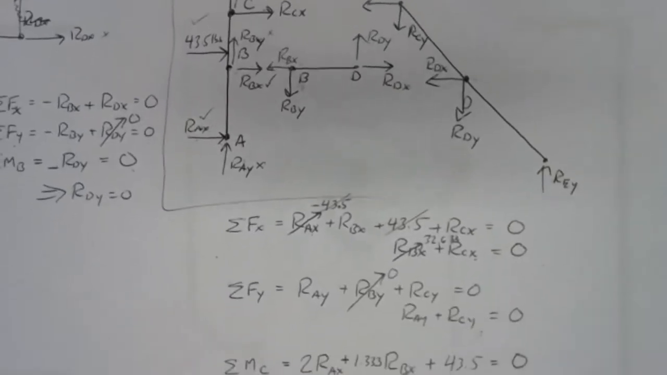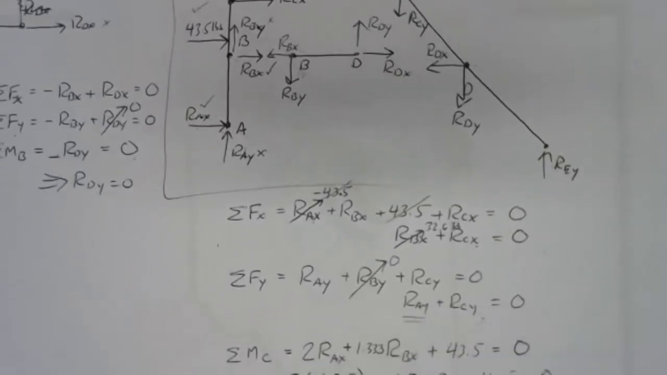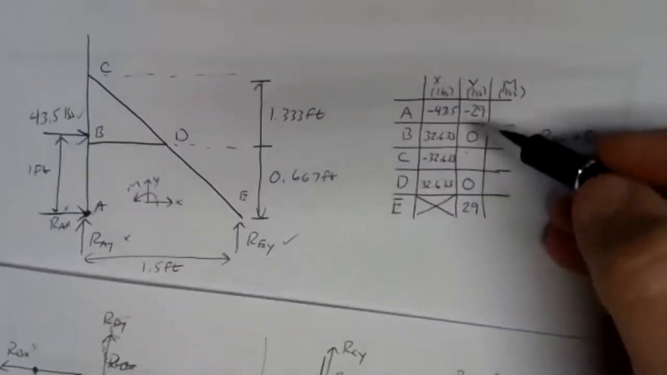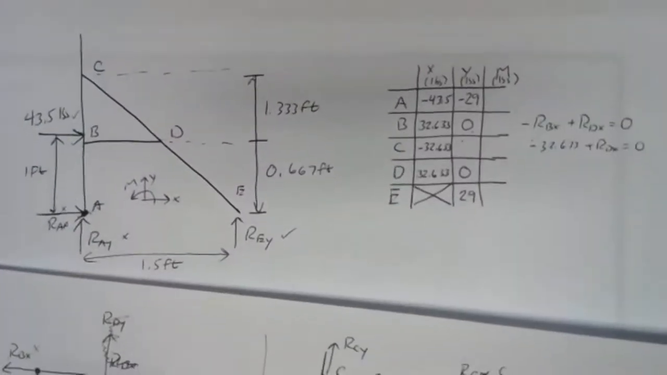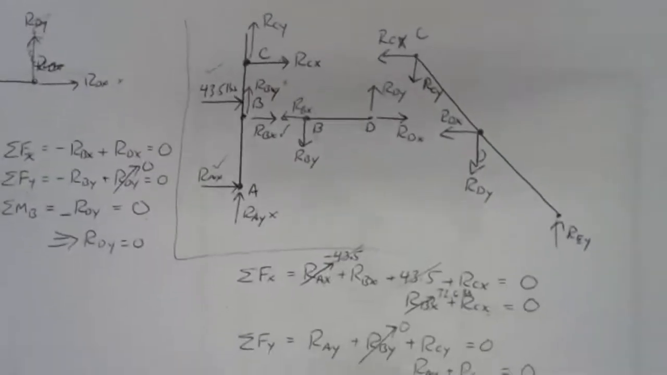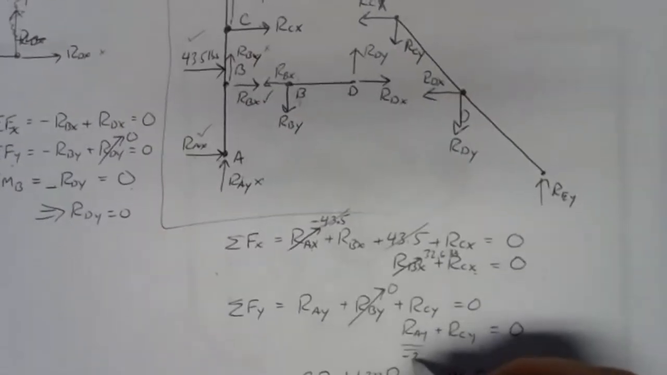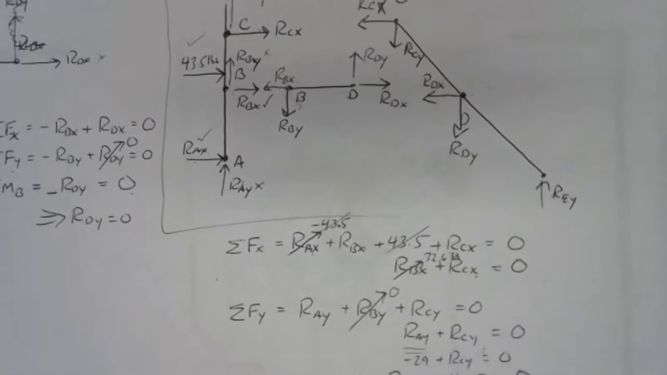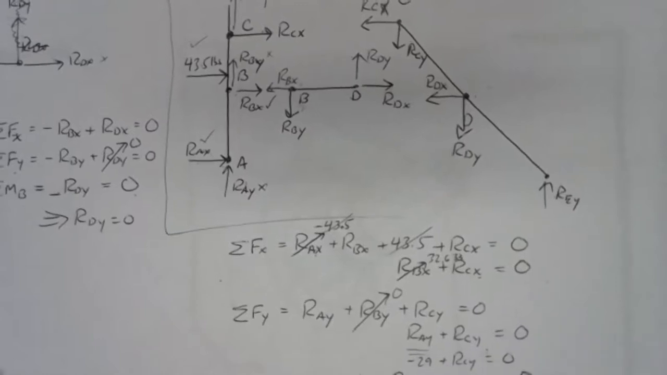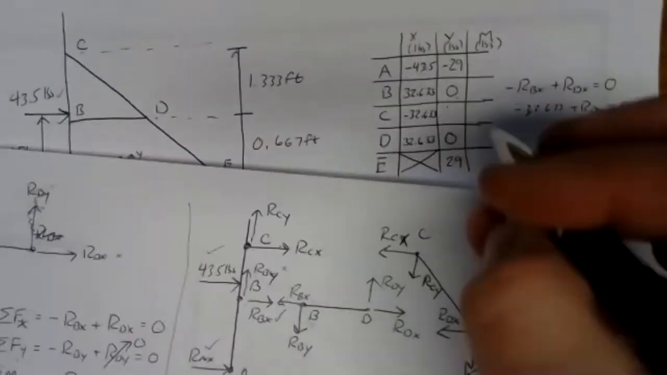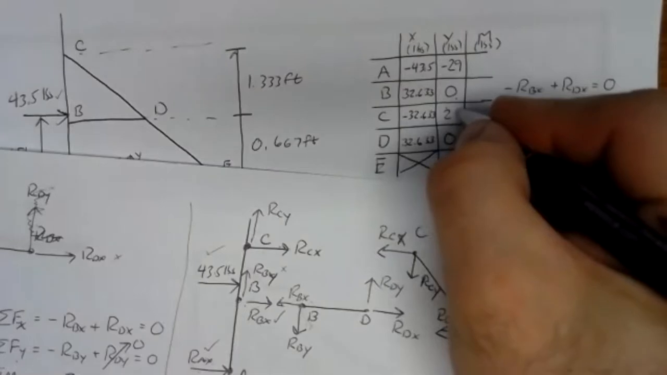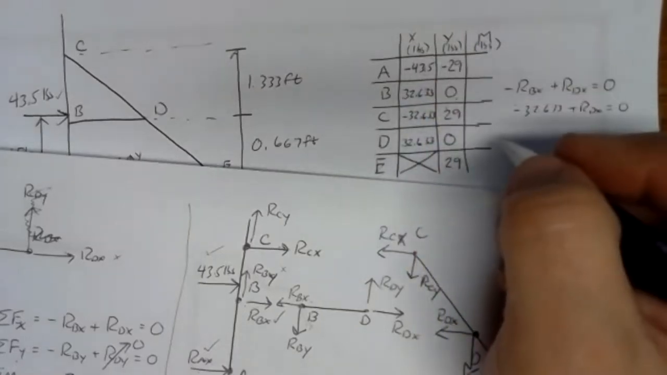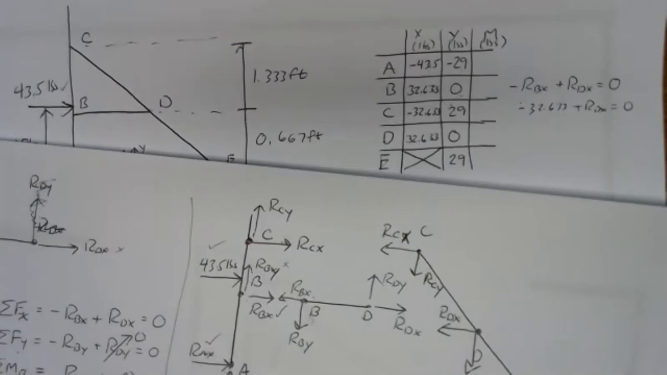And then the last thing we can do, well, we know what RAY is. RAY is already in our table. RAY is negative 29. So we'd plug in negative 29. So we have negative 29 plus RCY equals 0. So RCY must equal a positive 29. So usually in these problems, you see a lot of repetition of the same values. So there we've got everything filled in.